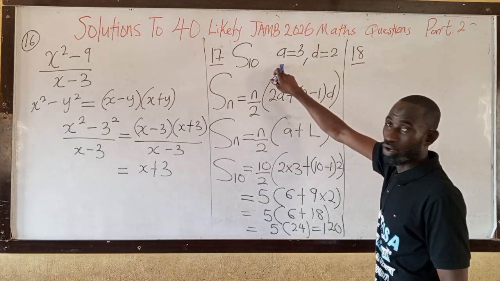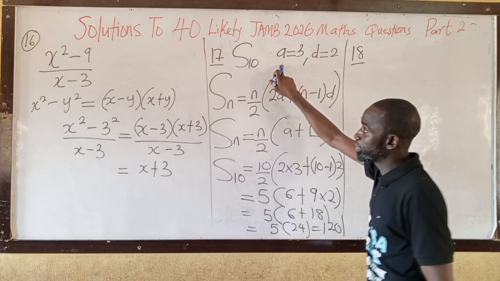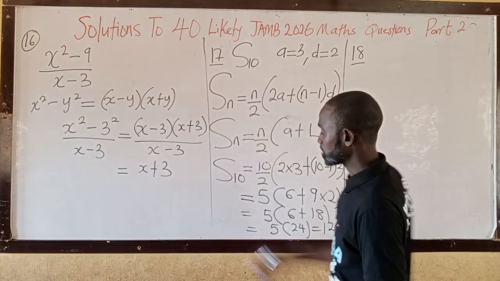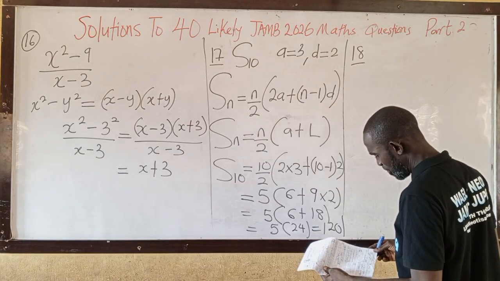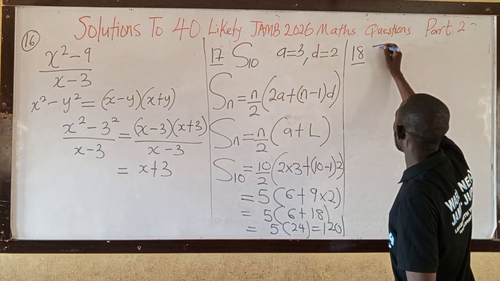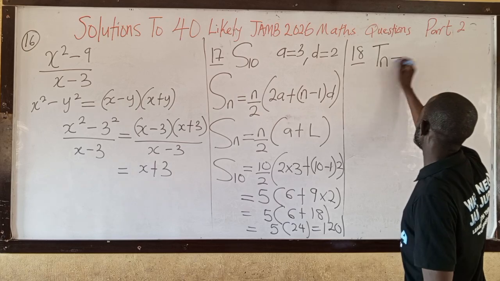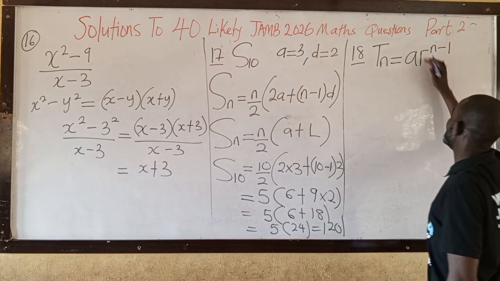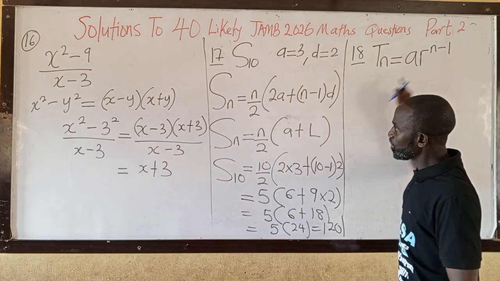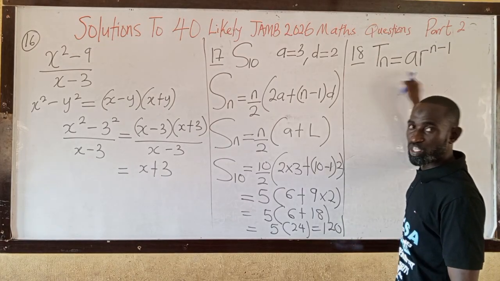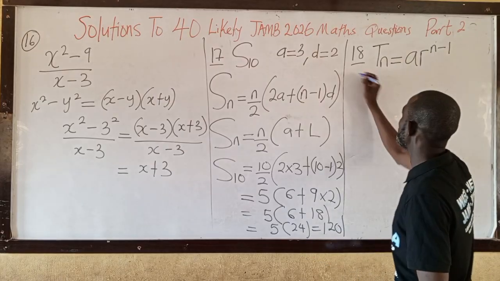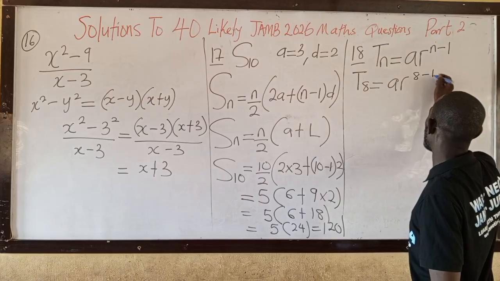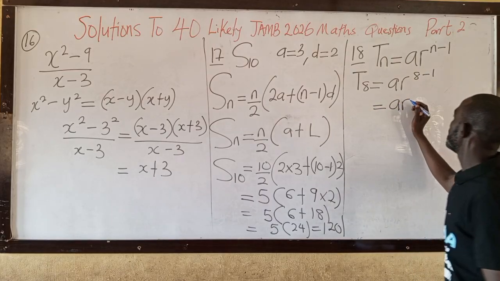This question is under arithmetic progression, AP, under algebra. So the next one: find the 8th term of the GP. The formula for the nth term of a GP is Tn equals a r raised to the power n minus 1. But now to find the 8th term, we have T8, which will be equal to a r raised to the power 8 minus 1. This will now be a r raised to the power 7.